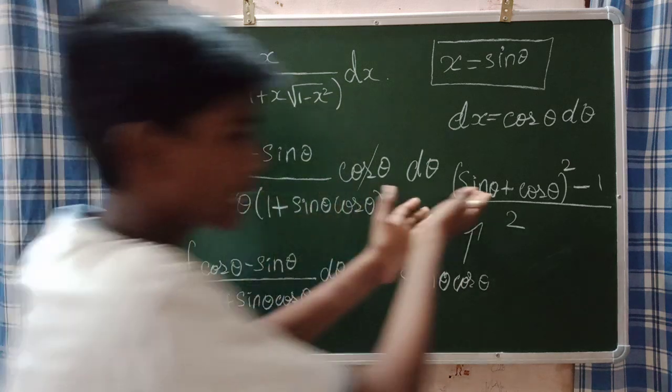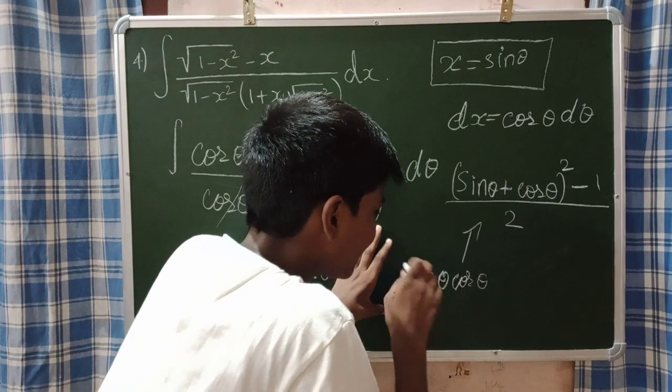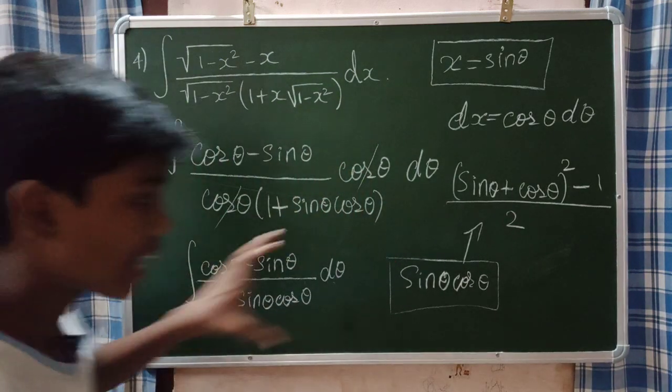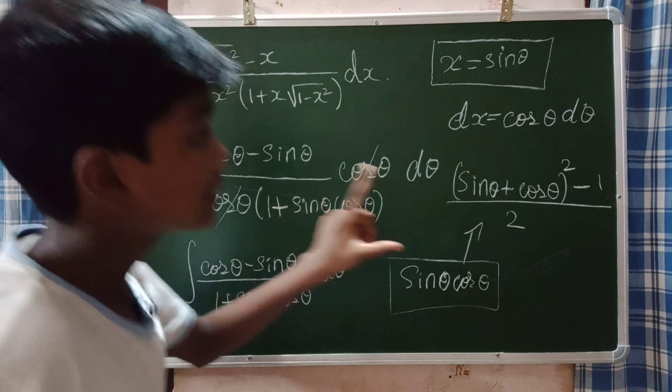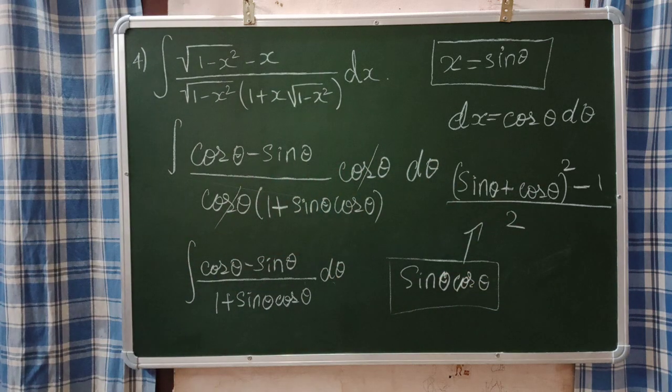Because when you do (sin theta plus cos theta) whole square and subtract 1, divided by 2, you will definitely get this sin theta cos theta. But for the question, I'm converting sin theta cos theta as (sin theta plus cos theta) whole square minus 1, divided by 2. That's what I'm doing.